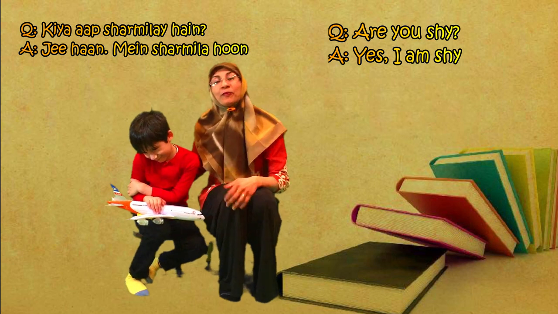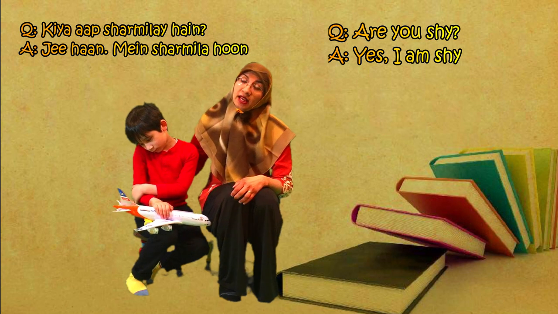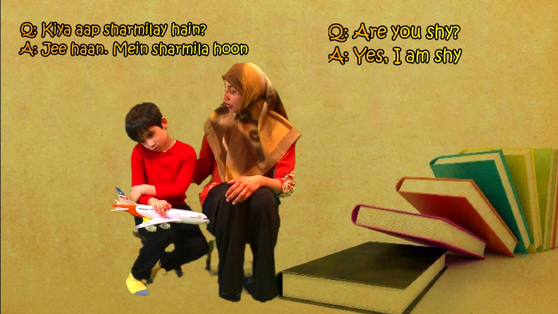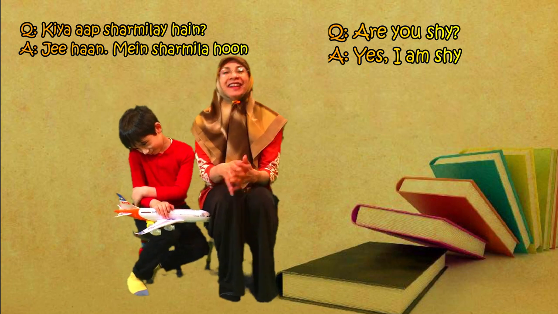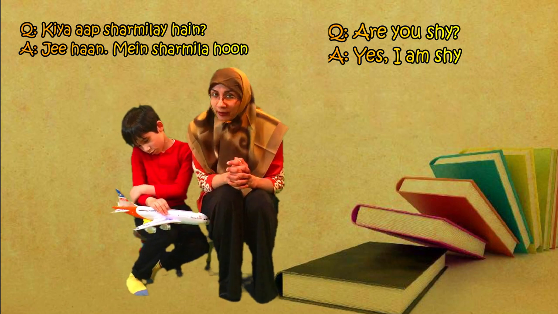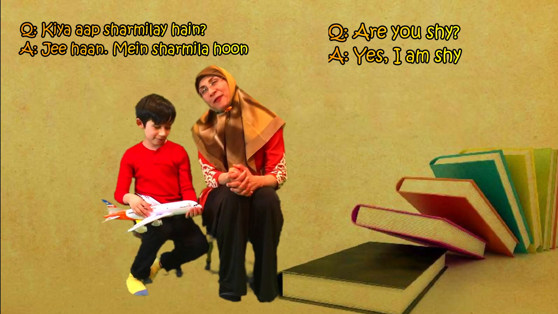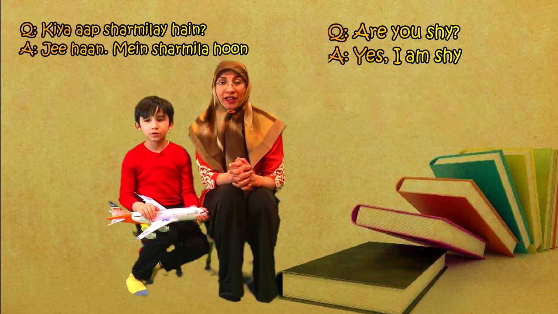Ye sharmila hai. Friends, Ishmael said, Ji haan, main sharmila hoon. Sharmila is shy. Yes, I am shy. Are you shy? For real? Aap sharmile hain? So the question was, are you shy? Kya aap sharmile hain? And the answer is, Ji haan. Main sharmila hoon.